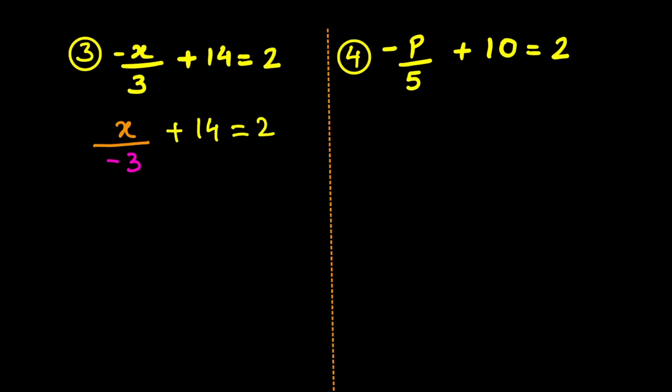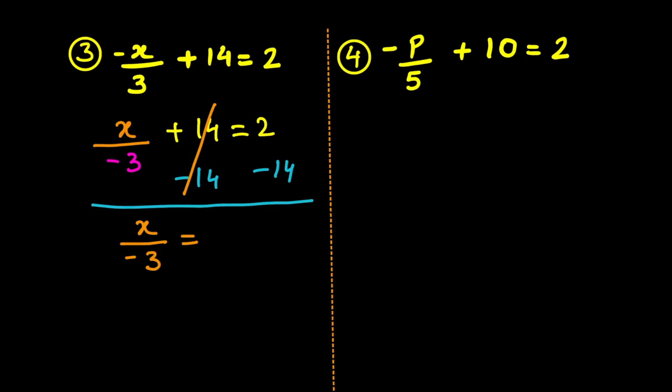So the first step, this is plus 14. So we subtract 14 on both sides. So 14 and -14 cancel out. So this is your x divided with -3 equals 2 and -14, which is -12. So we have x divided by -3 equals -12.